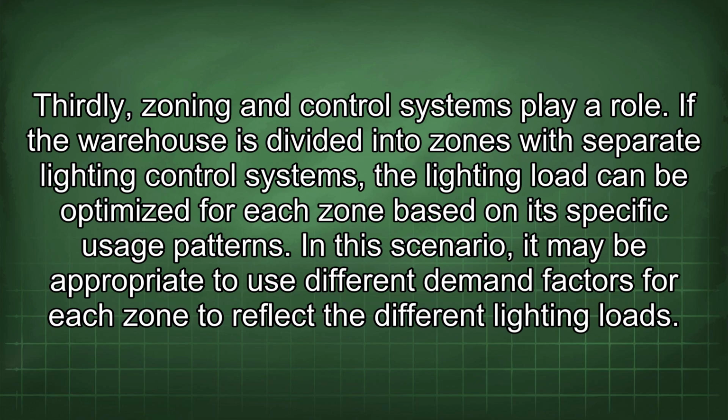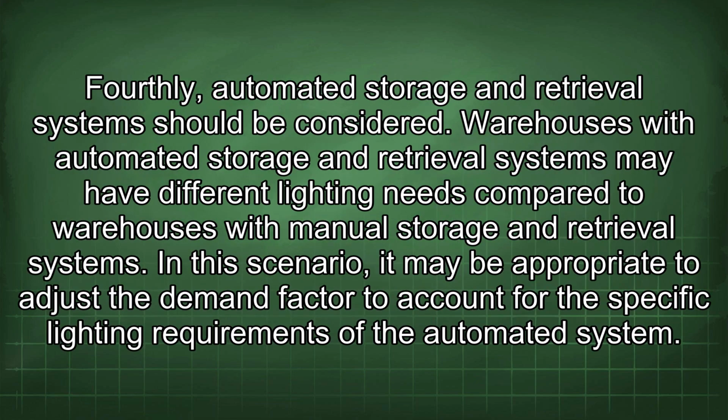Thirdly, zoning and control systems play a role. If the warehouse is divided into zones with separate lighting control systems, the lighting load can be optimized for each zone based on its specific usage patterns. In this scenario, it may be appropriate to use different demand factors for each zone to reflect the different lighting loads.